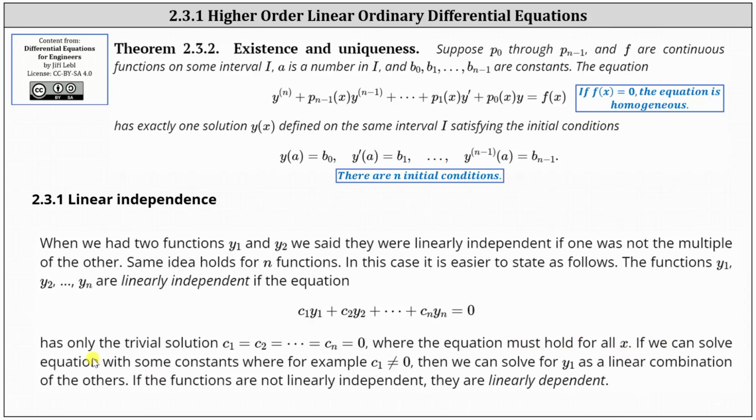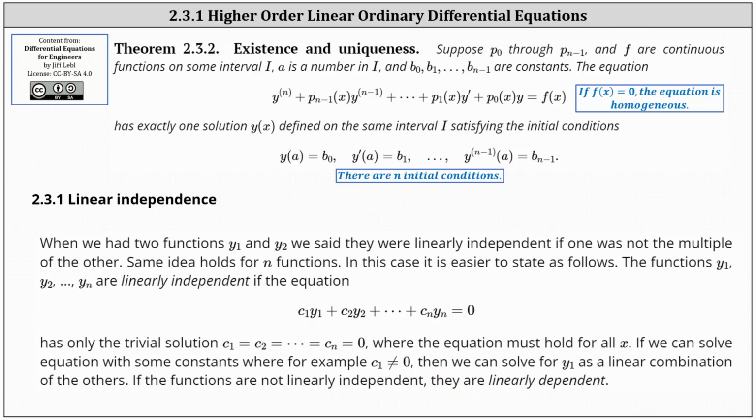If we can solve the equation with some constants where, for example, c sub 1 doesn't equal 0, then we can solve for y sub 1 as a linear combination of the others. If the functions are not linearly independent, then they are linearly dependent.